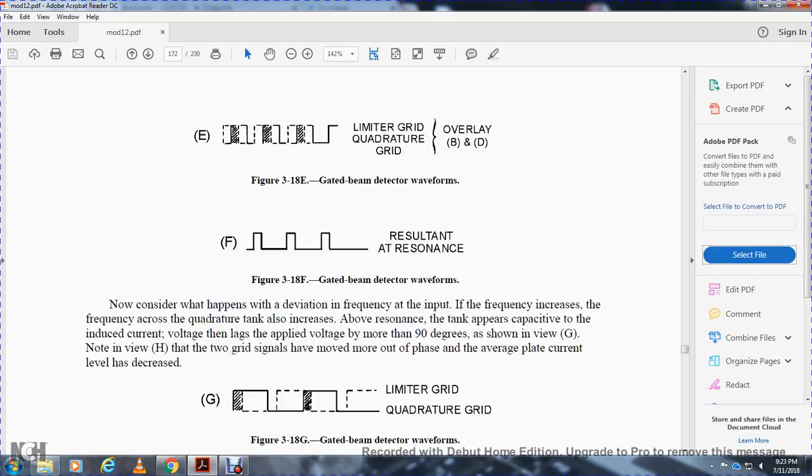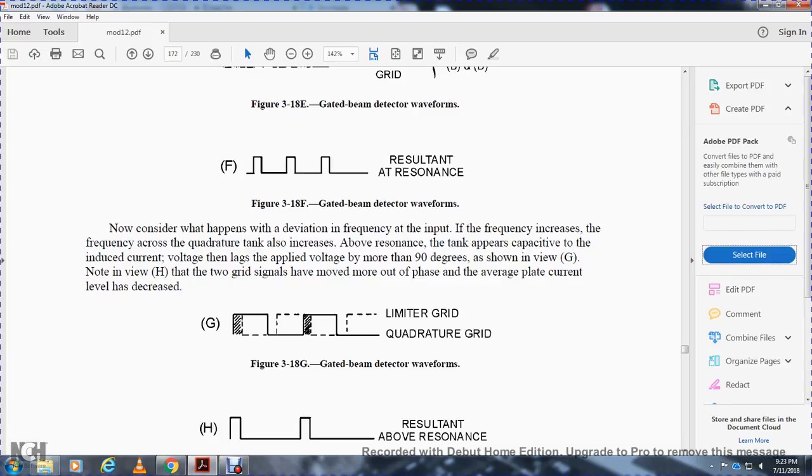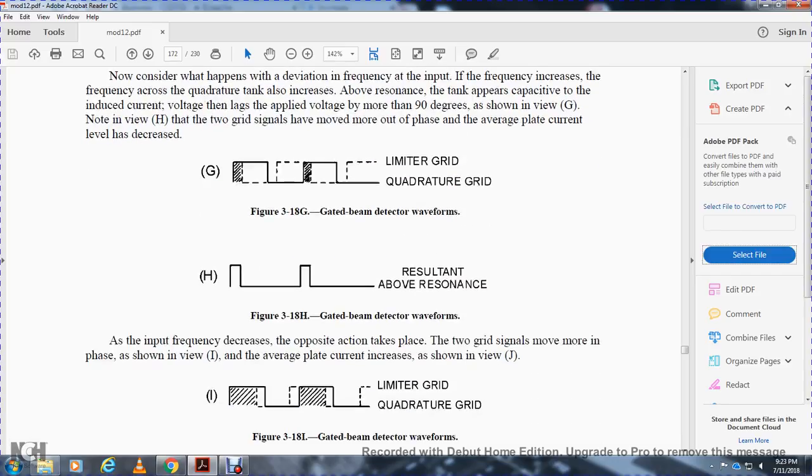Now consider what happens when the frequency of the input deviates. If the input frequency increases, the frequency across the quadrature tank also increases, and the tank appears inductive, with the voltage lagging by more than 90 degrees, shown in view G. In view H, the two grid signals have moved more out of phase, and the average plate current level has decreased. These are the limiter and quadrature grid, and gated beam detector waveforms above resonance.